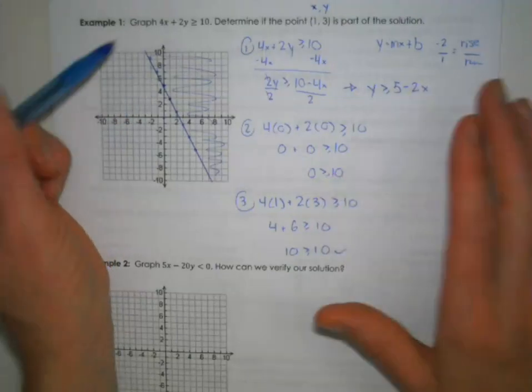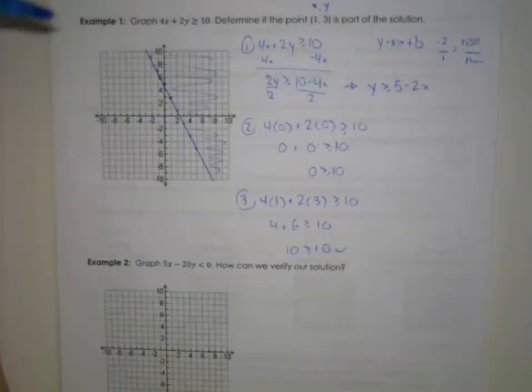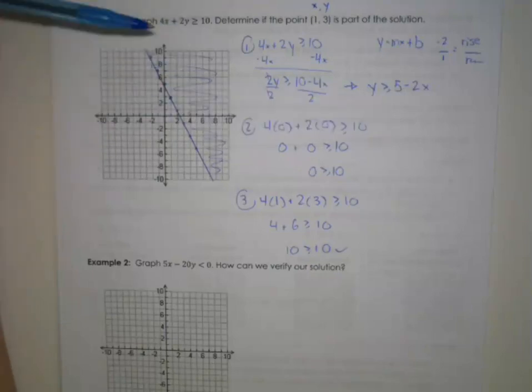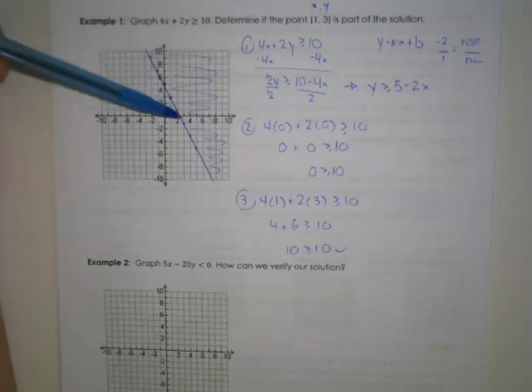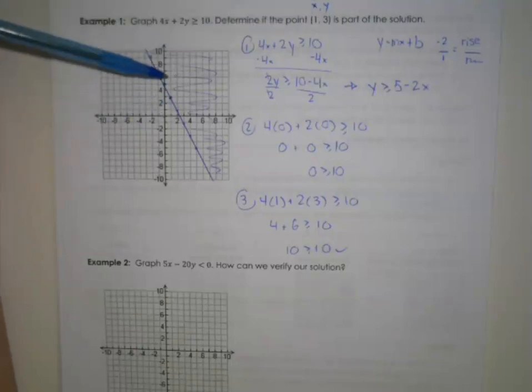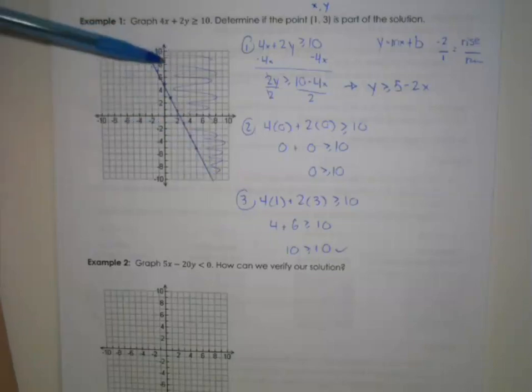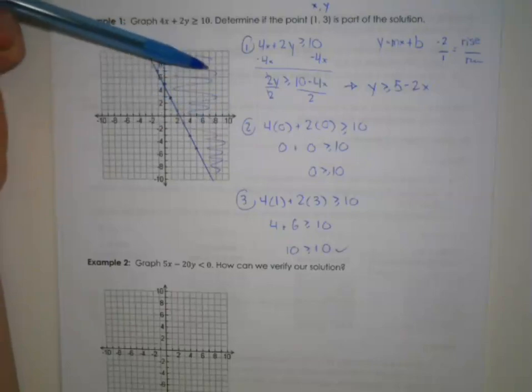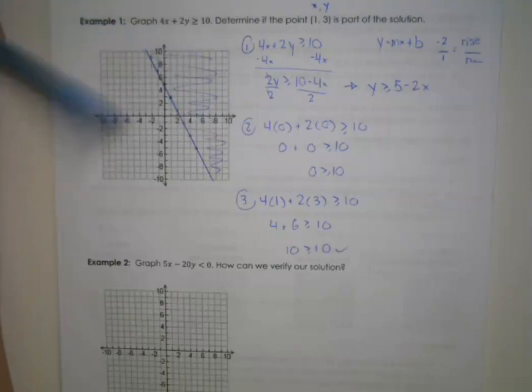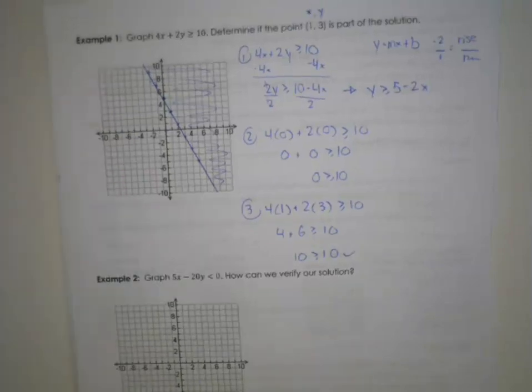And that's a good takeaway from this example: if you are asked to find a point on the line, you can't use that to determine which part of the solution you need to shade. So you always have to do a separate test point in the area that's clearly above or below the line to determine whether or not it's accurate.